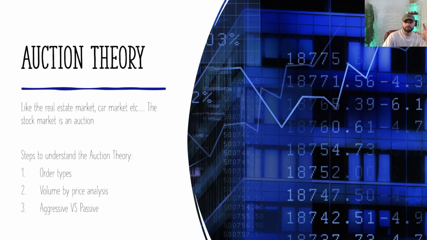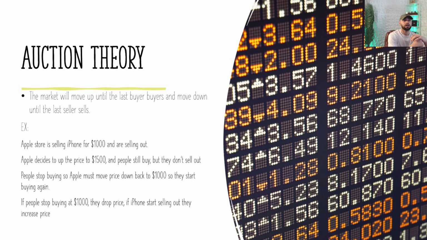Now, the auction theory. So the stock market is like any other market, right? Like the real estate market, car market, whatever it is. It's an auction, right? So how we're going to understand the stock market auction is the order types, the volume by price analysis, and aggressive versus passive orders coming into the market. So if that doesn't make sense to you, good. You'll learn everything about it in this video. Auction theory, to put it in simple terms: the market will move up until the last buyer buys and it will move down until the last seller sells.